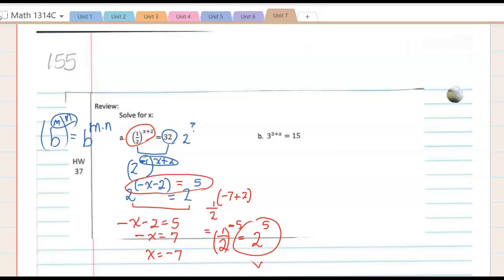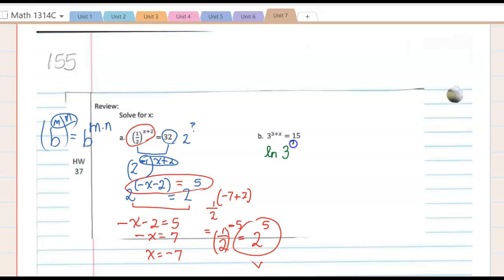Now let's try the second question. Our job again is to try to get the bases to be the same. So I have a base of 3 here, and 15, the only factors I have are 3 and 5, so I don't know anything that 3 to some exponent would equal 15. Since we are unable to get the same base, I will take the log of both sides. Just because it's faster to write, I'm going to take the natural log of both sides.